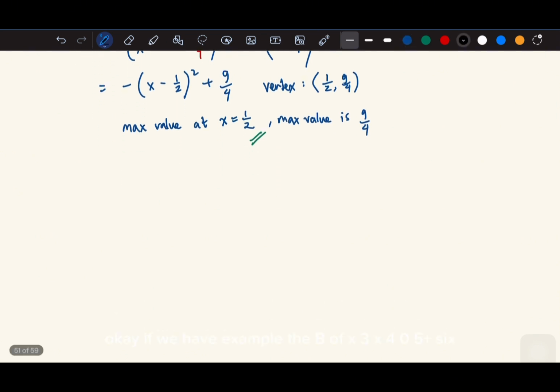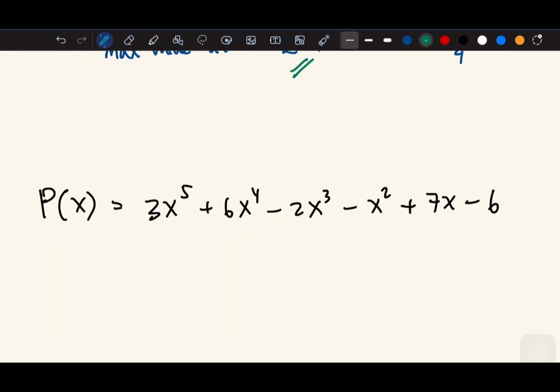Okay, if we have, for example, p of x equals 3x to the power of 5 plus 6. So usually, in polynomials, we are going to have a higher degree. We call the first term here, the highest one, the leading term. This is just terminology, it's okay if you don't know. This is just to show you that this is the degree, the highest degree within this example.